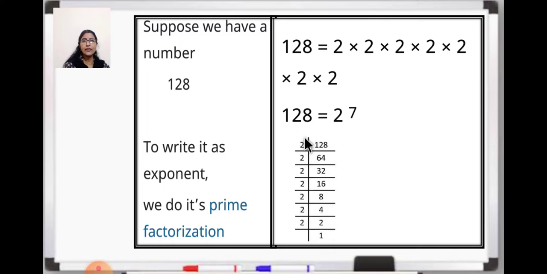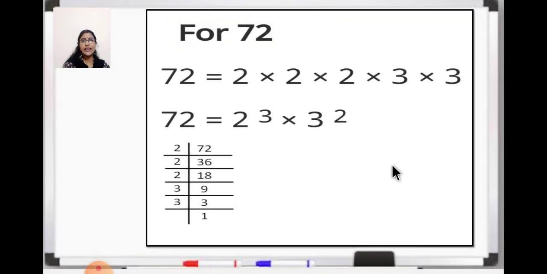So this way you can see these are all prime numbers, that is 2. So how many times has 2 come? 1, 2, 3, 4, 5, 6, 7. So you will write this 2 seven times, and then we can represent it in the form of an exponent by writing 2 to the power 7. That means 2 is written how many times? 7 times.